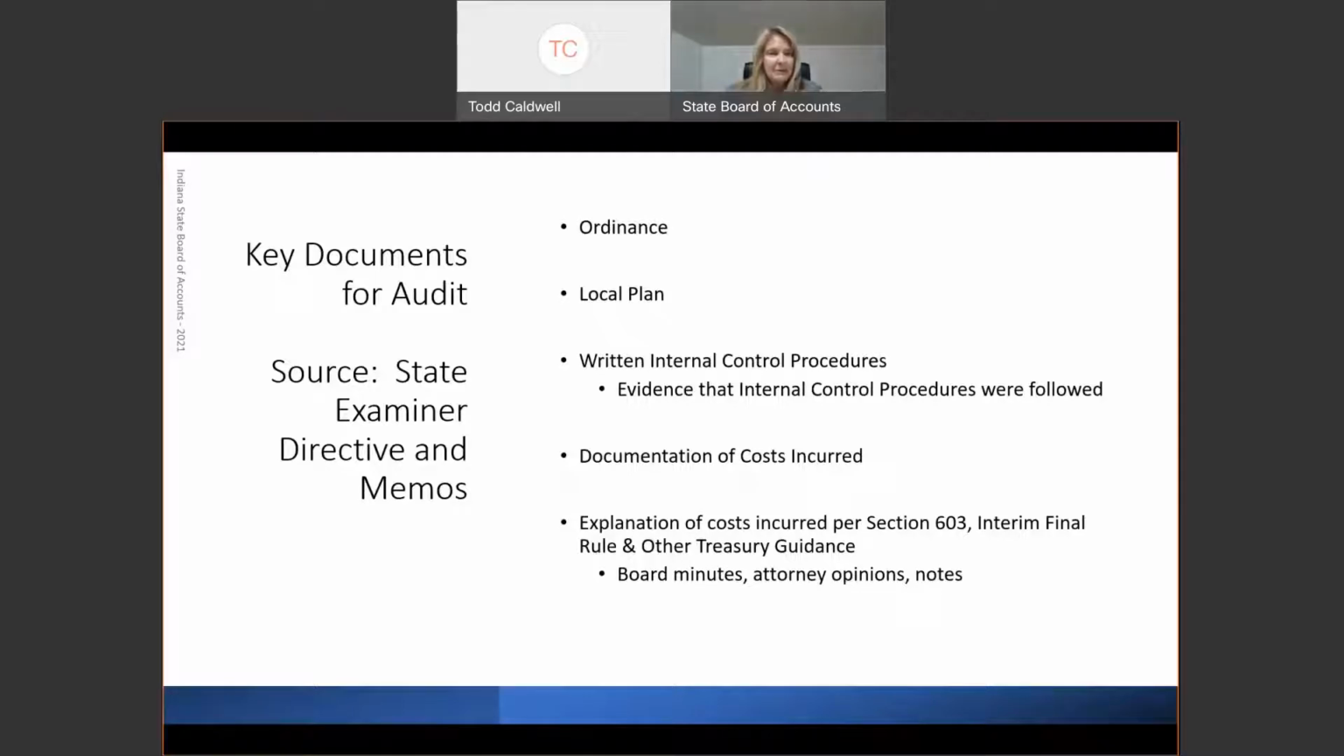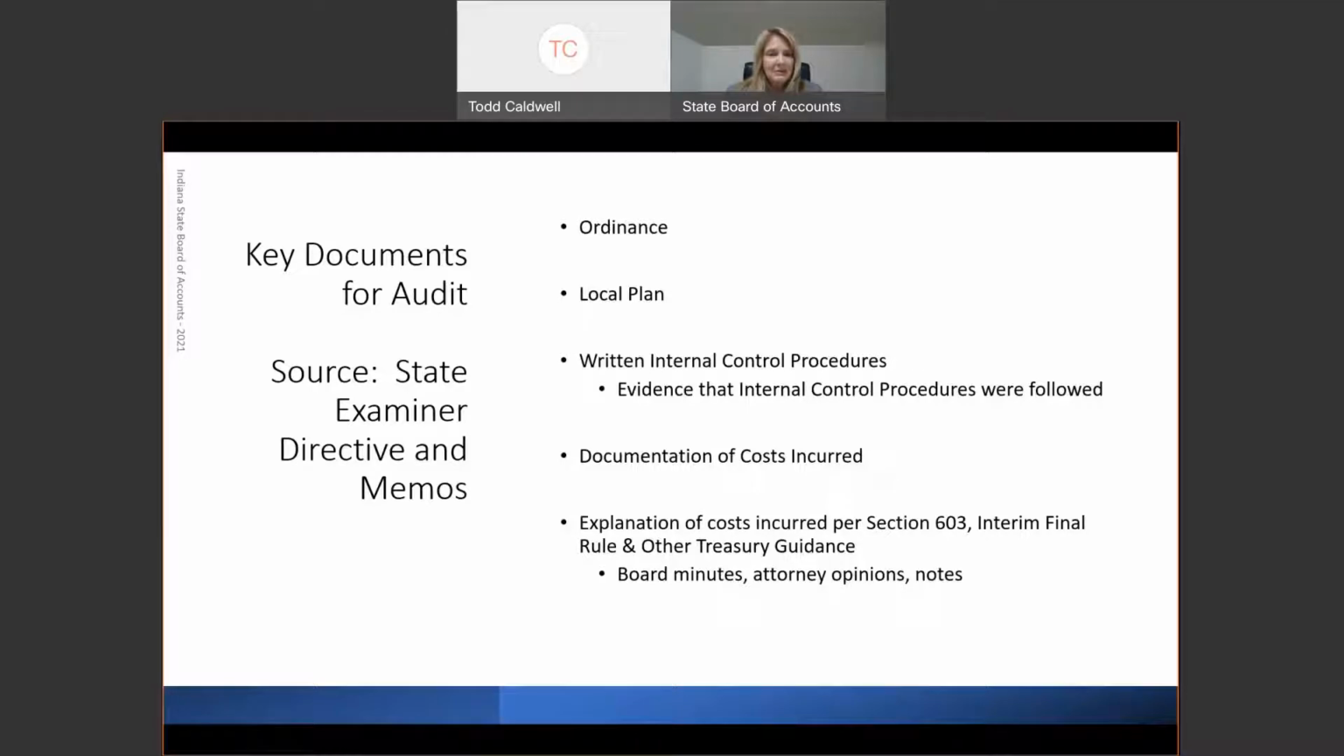Key documents that our field examiners are going to need in the audit would of course include your ordinance and local plan. Then they're going to need your written internal control procedures, and we'll talk about that a little bit more in a minute. Make sure, as we always say, have evidence that your internal control procedures were followed to show that, yes, somebody did review something, or somebody made sure that an eligible employer met the definition, or however that might work in your system. Just make sure there's evidence that that job was done.